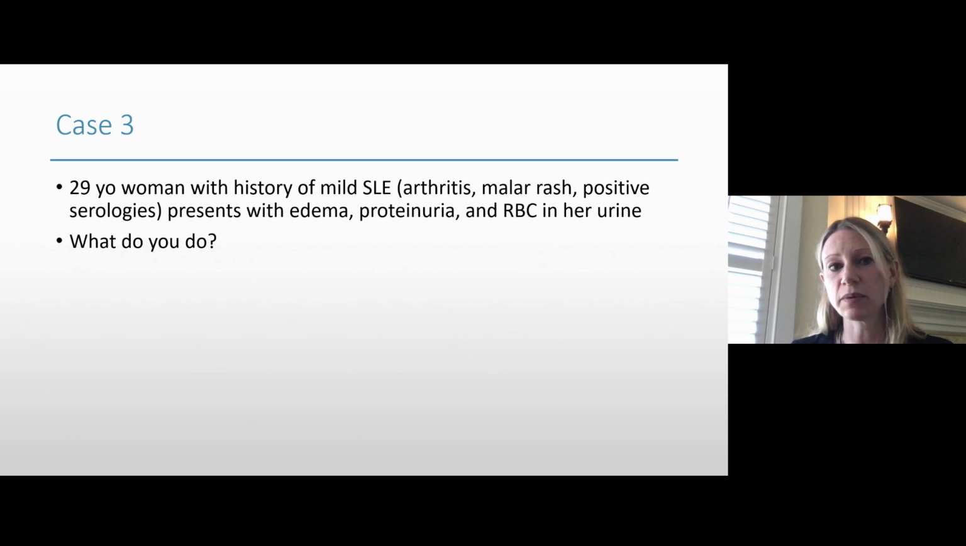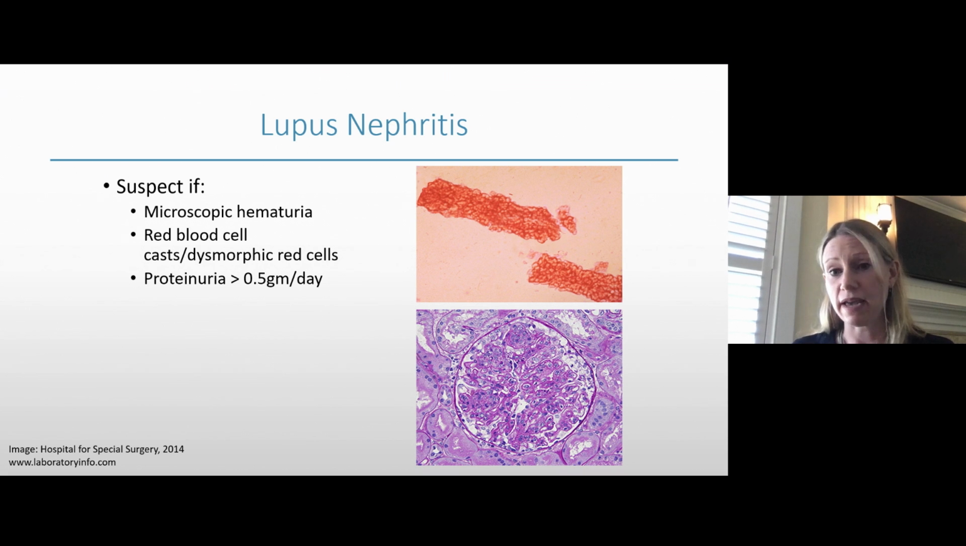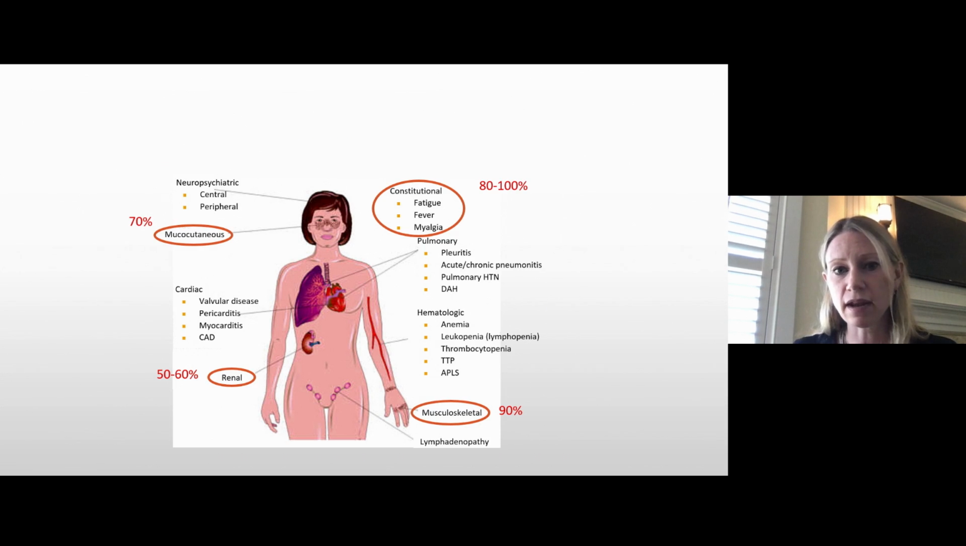So case 3, this is a 29-year-old woman with a history of mild lupus with arthritis, malar rash, serologies, who's now coming in with edema, proteinuria, and red cells in her urine. What do you do? And the answer here is you think about lupus nephritis and you do a kidney biopsy, and you should suspect lupus nephritis if a patient develops microscopic hematuria, has red blood cell casts or dysmorphic red cells, and has proteinuria of more than 0.5 grams per day, which can be approximated by a spot protein to creatinine ratio. And I'm sorry, this should have a title here, but somehow it doesn't.